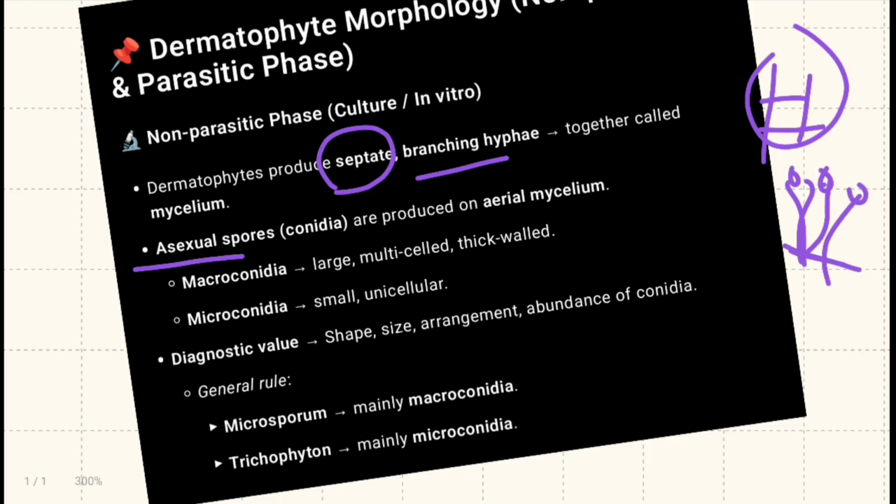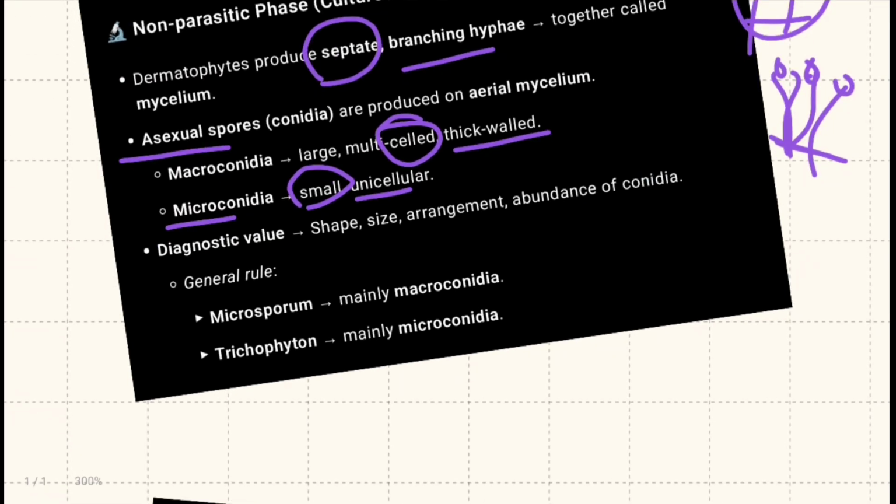Again, based on the size and the cell composition, the spores are classified as macroconidia and microconidia. As the name itself indicates, macroconidia are large, multicellular, thick-walled spores, whereas microconidia are small and unicellular in structure. These microconidia and macroconidia are of very important diagnostic value when it comes to the diagnosis of dermatophytosis.